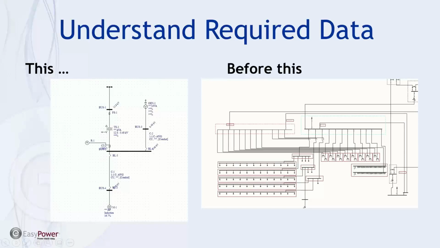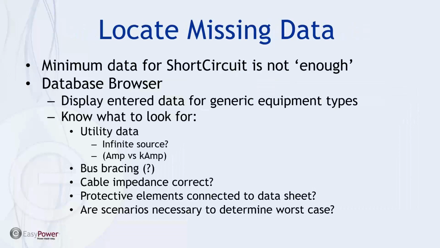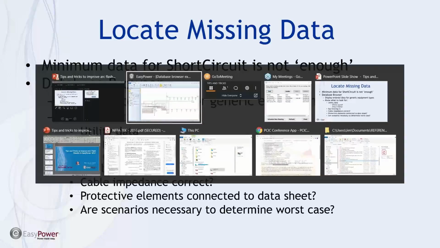Once we've got our one line drawn, then the next question is, do we have any missing data? And the tool to utilize at that point is called the database browser. Frequently, I get dozens of one-line files from new customers, and we walk through them in a process we call a power start. One of the first things I do is illustrate the use of the database browser to look for equipment that may be missing data or incorrectly applied. So this is what that looks like.